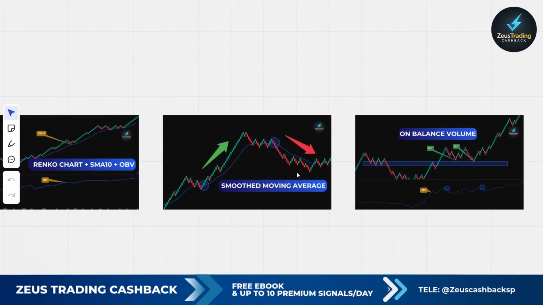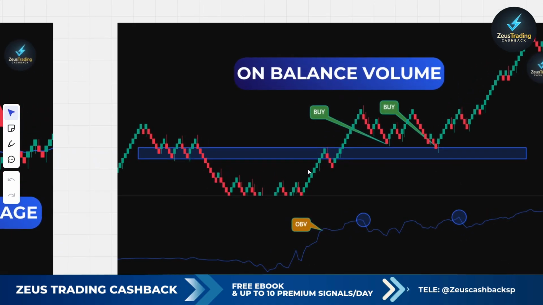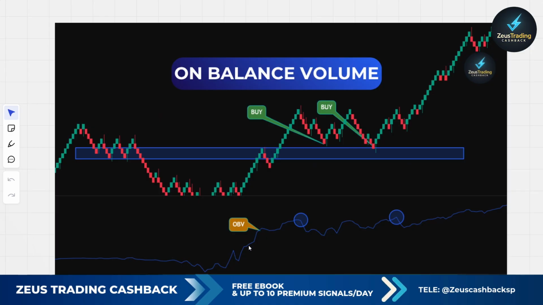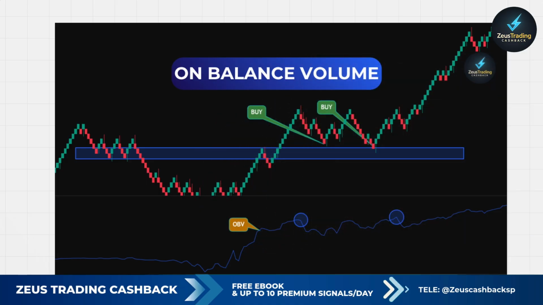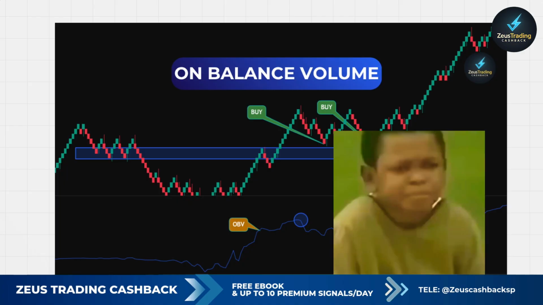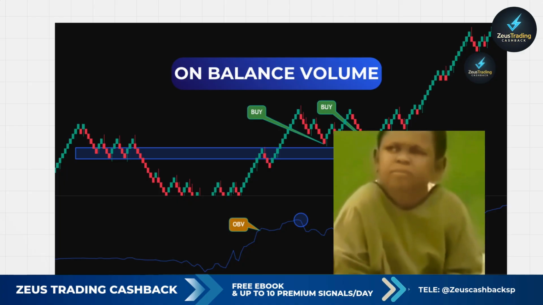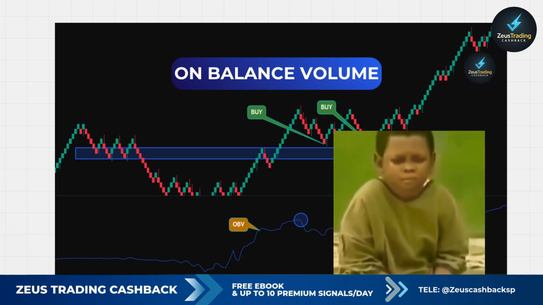But a trend is only valid when it's supported by money flow, and that's where OBV comes in. OBV measures whether volume is flowing in or out of the market. If price is rising and OBV makes new highs, buyers are in control. If price is falling and OBV makes new lows, sellers dominate. So when Renko gives the entry, SMA confirms the direction, and OBV agrees on the volume flow, you've got a rock-solid 3-layer confirmation.